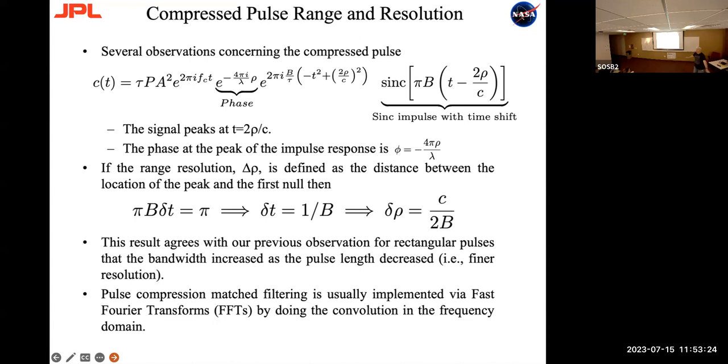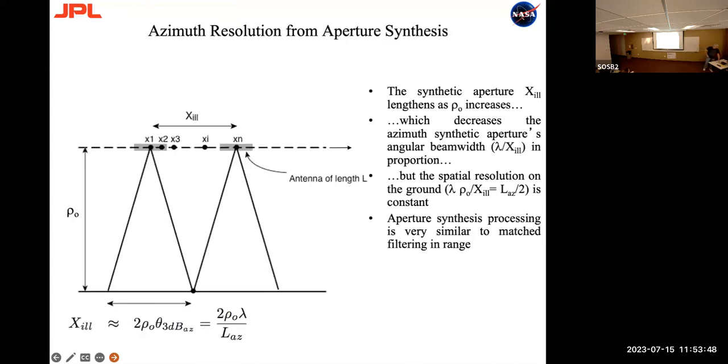And this happens in both range and azimuth. Unfortunately, it's the way the world is, and it can complicate looking at imagery and understanding it. But that's something we have to deal with. And again, we can do windowing to try to reduce those side lobes at the expense of range resolution. Nothing is for free.